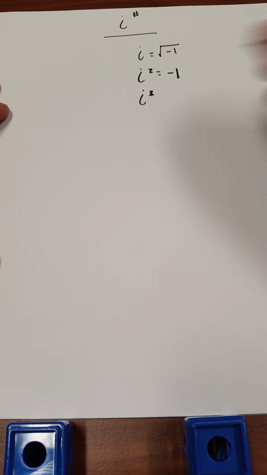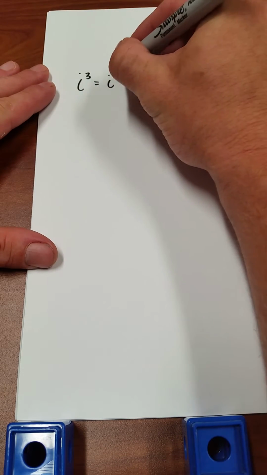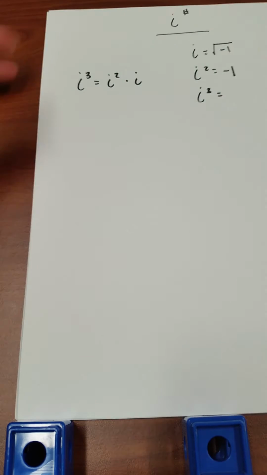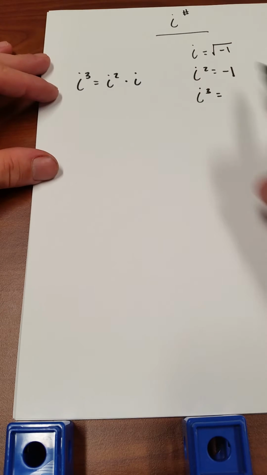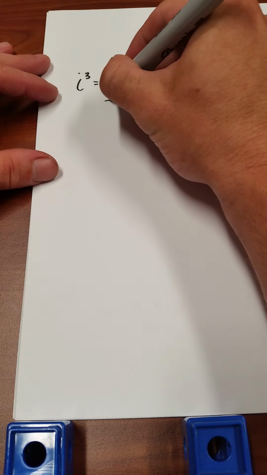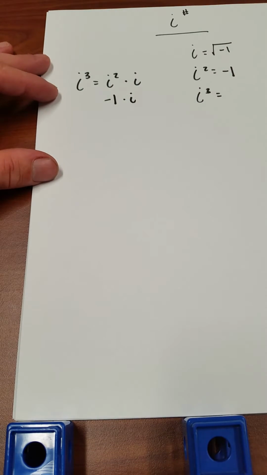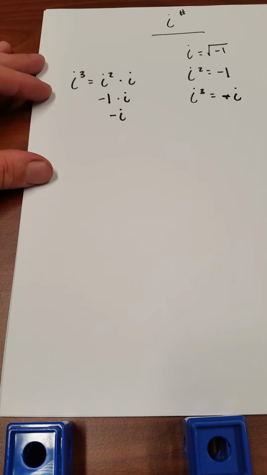maybe i to the third. Well, what I want you to think about is how can we take i to the third and write it out as smaller pieces. So i to the third can be written out as i squared times i, because whenever we do this, you just add the exponents. So i squared times i, 2 plus 1 would give me the 3 that I needed. Well, simply by doing substitution here, we know that i squared is equivalent to -1. So this is the same thing as -1 times i. Well, that's just equivalent to -i. So i to the third is -i.